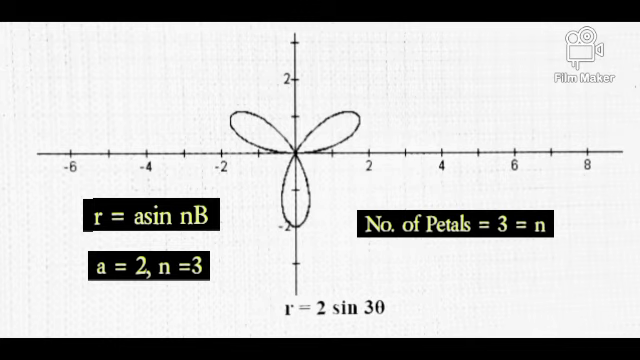Combining the result earlier and the result now, for the same value of a equals 2, if n is 2, which is even, we have seen that the graph of the polar equation is a rose with 4 petals. But for n equals 3, which is an odd number, the number of petals in the graph of the polar equation is equal to the value of n, an odd number.